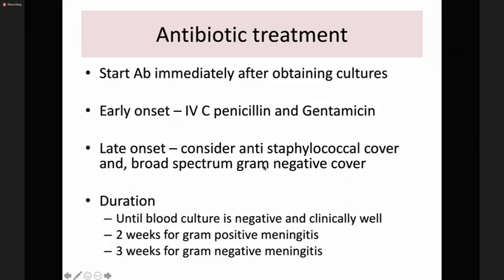So how long should we give these antibiotics for? We have to give until the baby is clinically well and the blood culture is negative. So there is no fixed number of days.